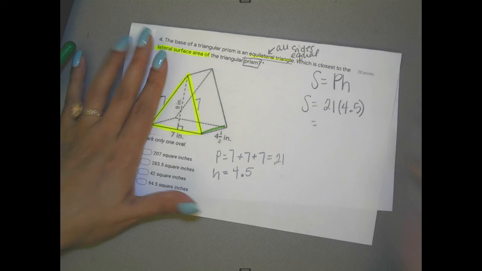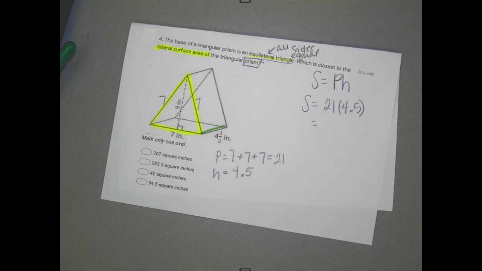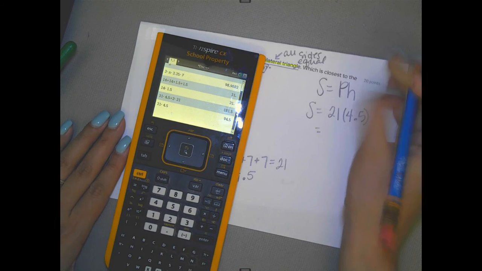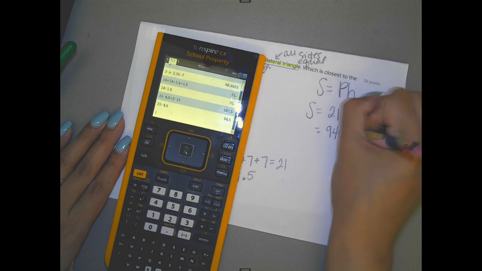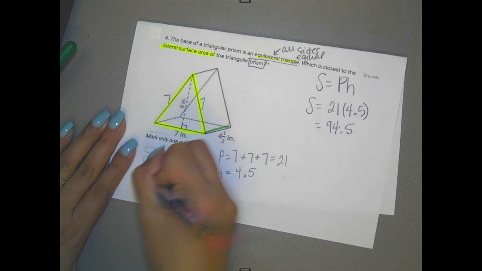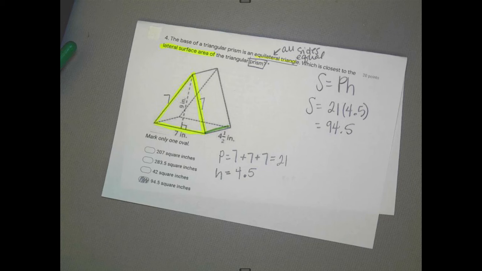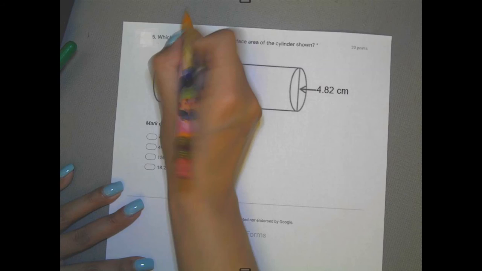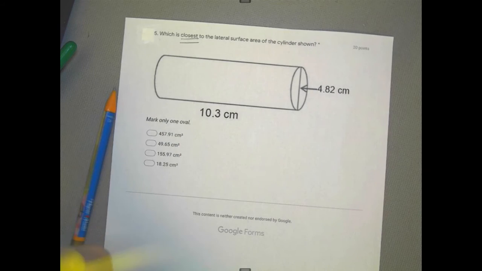All right, so when I type that into my calculator, 21 times 4.5, I'm going to get 94.5. So when I look at my answer choices, I should have chose this last answer choice. Okay. So now we have one more question, question number 5. And it says, which is closest to the lateral surface area of the cylinder shown?